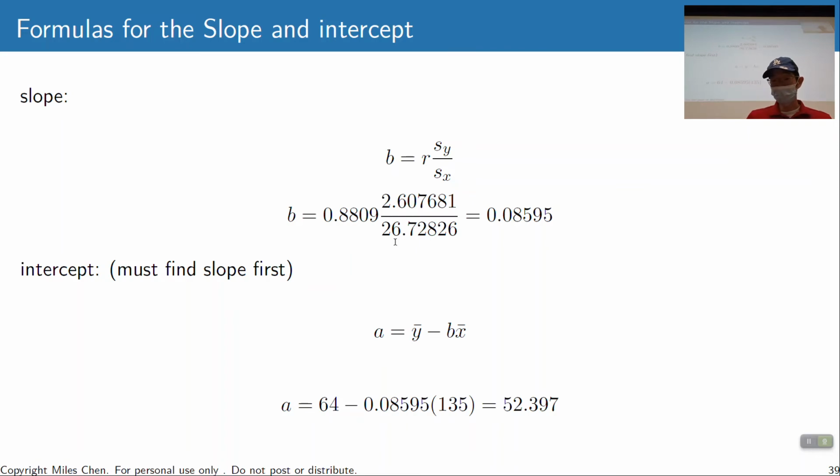And then once you get the slope, you punch that in to get your intercept. So you have to find your slope first. Your intercept is going to be mean of y, y bar, 64, again from the previous slide, minus b times x bar. X bar was 135. So we plug that in, we get 52.397.